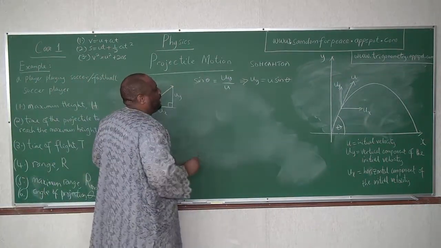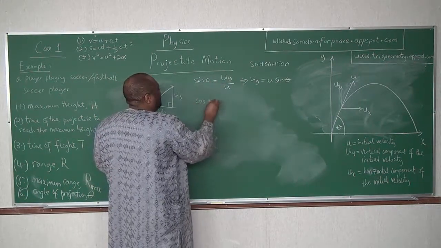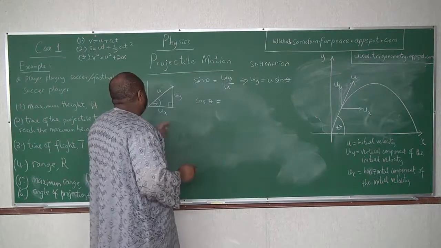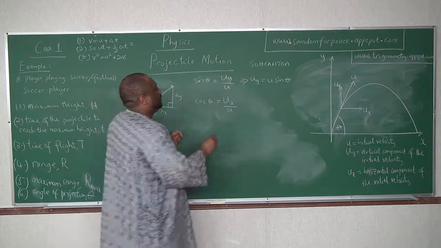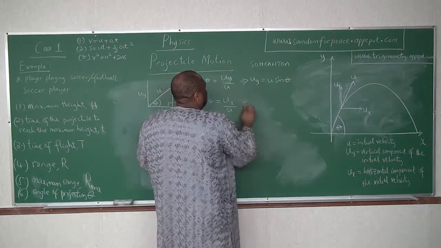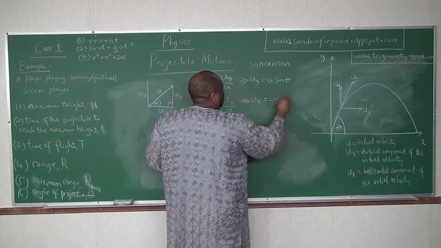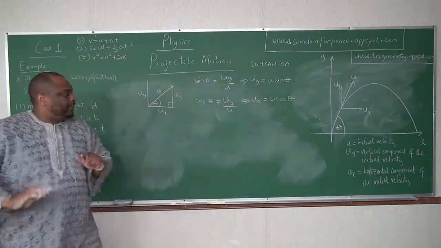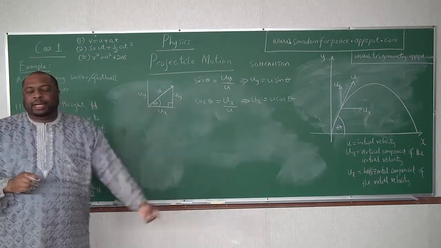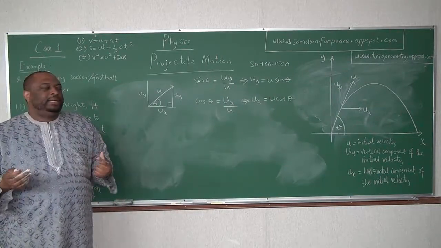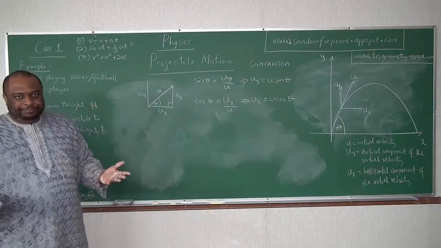From the same SOHCAHTOA rule, we have that cos theta is adjacent over hypotenuse, u subscript x over u. So this implies that u subscript x is u cos theta. Okay? So we have found the vertical component of the initial velocity and the horizontal component of the initial velocity.